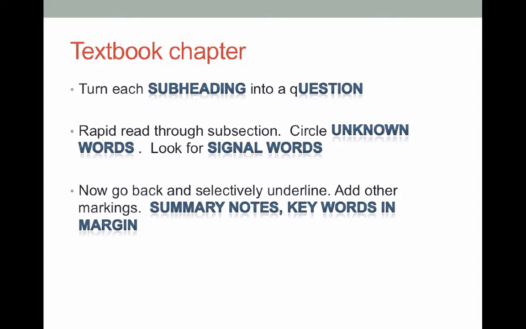Okay, so our focus really is annotation of textbook chapters. So the process is, to begin with, you want to turn each subheading in the chapter into a question. You want to rapid read through the subsection. Circle words you don't know the meaning of, though, as you're going through, and circle those signal words on the first reading. After you've clarified the meaning of the unknown words, you're ready to go back and start the real business of annotation by selectively underlining and writing your summary notes and keywords in the margin.